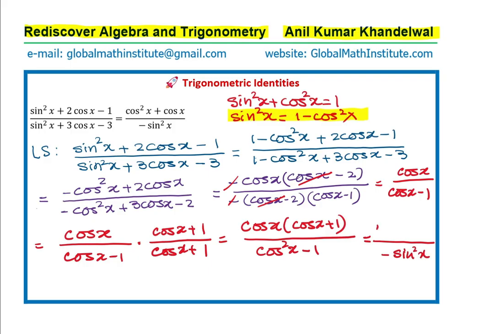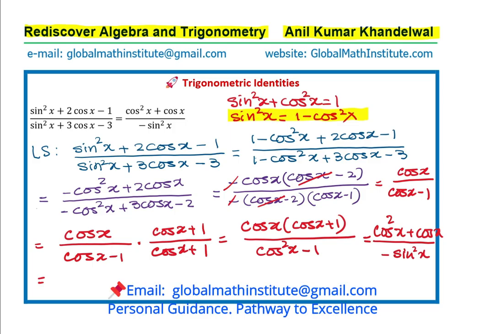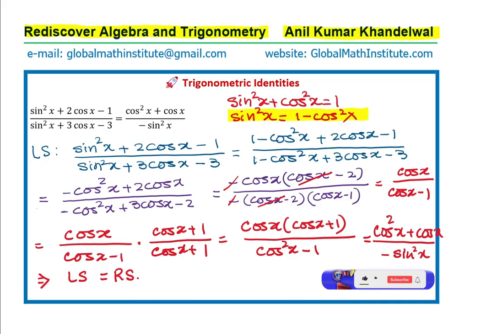And the numerator you can expand, cos square x plus cos x. So that implies that left hand side is equal to right hand side. And that is how we are going to prove this identity. Simple steps. Using sine square x plus cos square x equals 1, we can actually prove this identity, and some factoring skills, of course. I hope you understand and appreciate it.